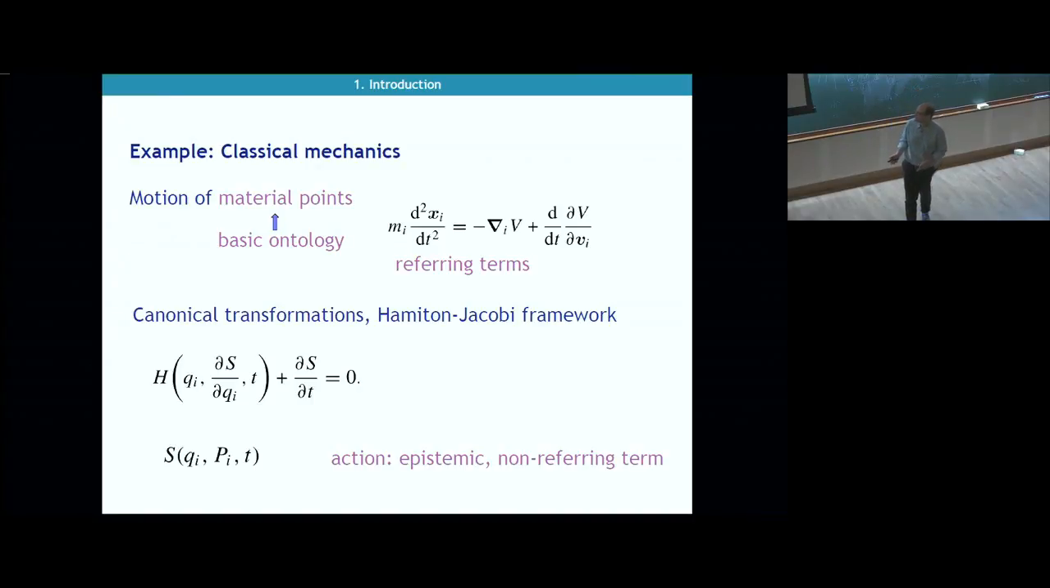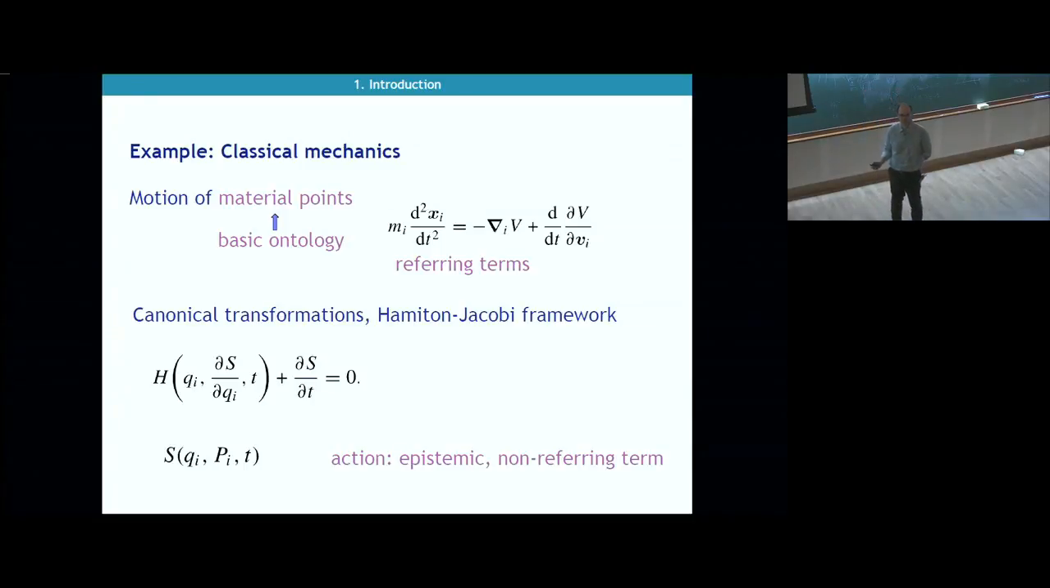And so what I'm saying here is that if you look at the motion of material points, then the basic ontology is made of material points. So those dynamical laws here refer to how the material points move in reality, even though reality is not made of material points. But if I use the formalism derived from Lagrangian and canonical transformations, and I have quantities like classical action that is defined in an abstract configuration space, it does not correspond to something in the physical world.